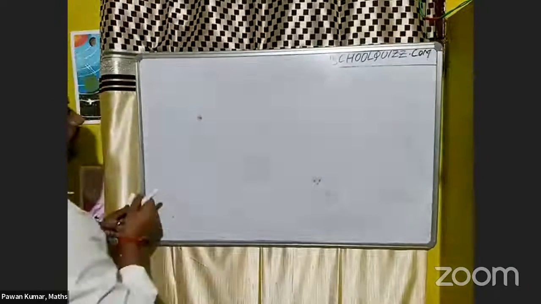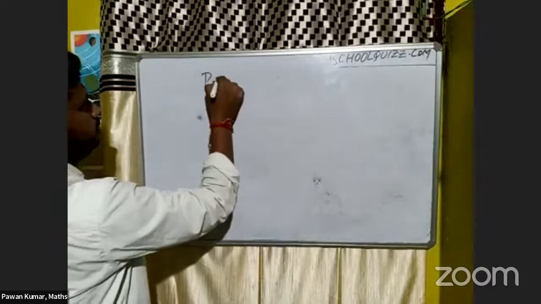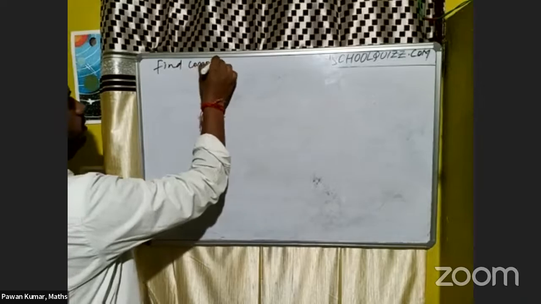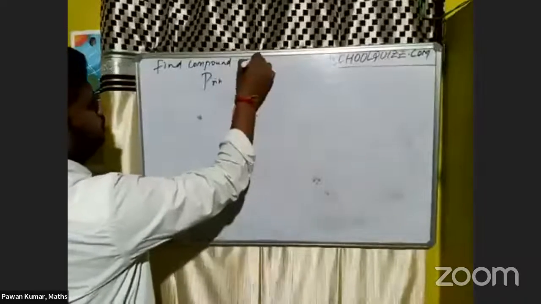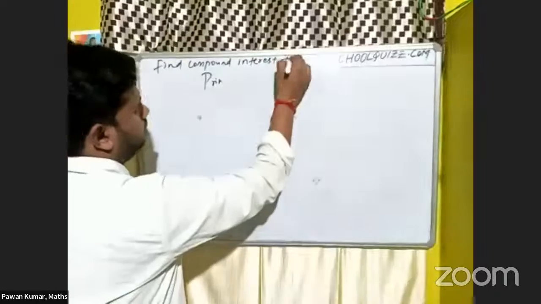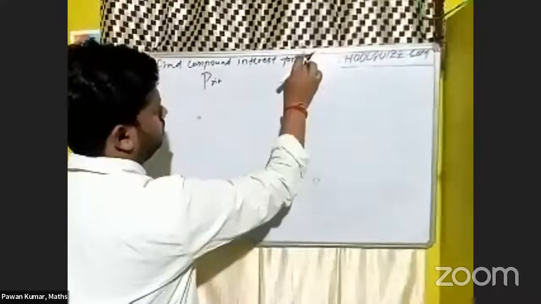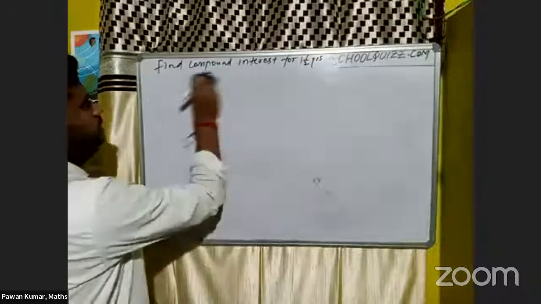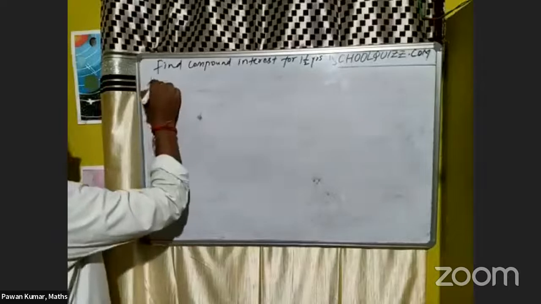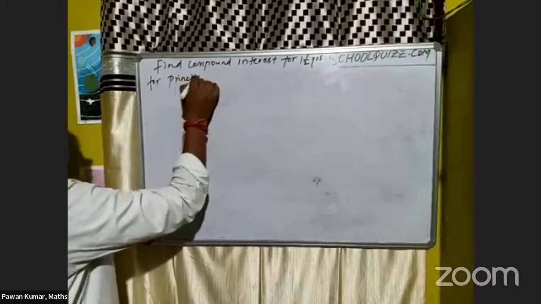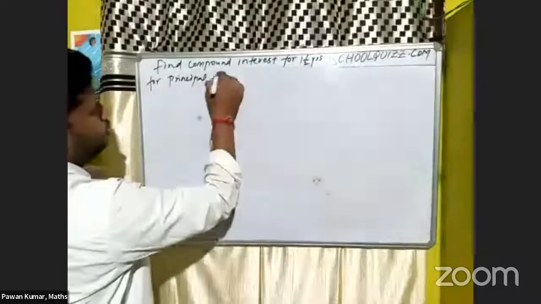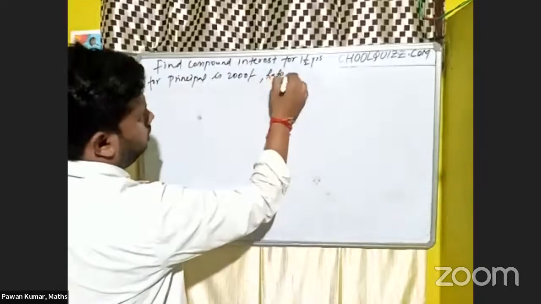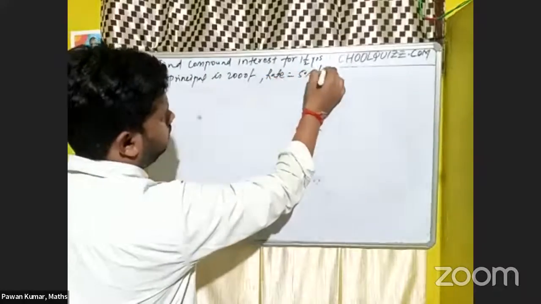So now do this one. Find the compound interest for 1.5 years, for principal 2000, rate 5%.